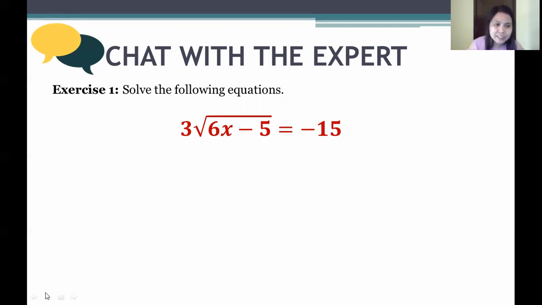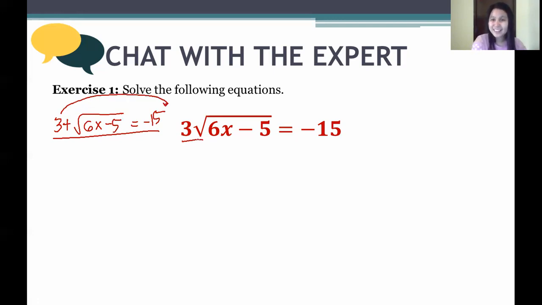Move 3 to the other side. But let me clarify, Jared. You only move 3 to the other side if it looks like this: 3 plus square root of 6x. If this is how it looks, you move 3 to the other side. But here, it's a product, right? So what will you do?